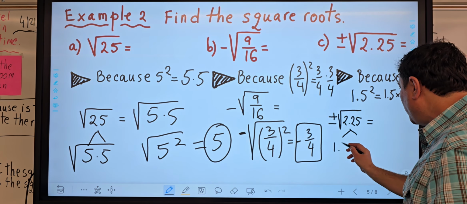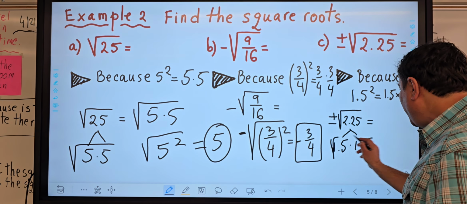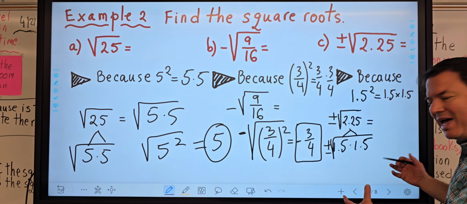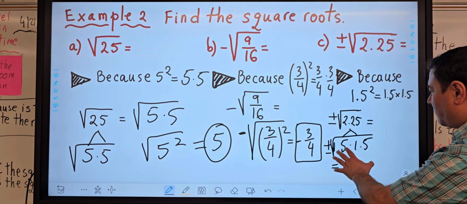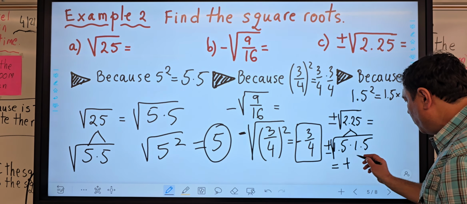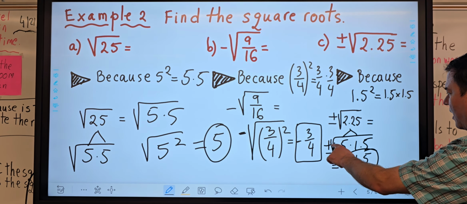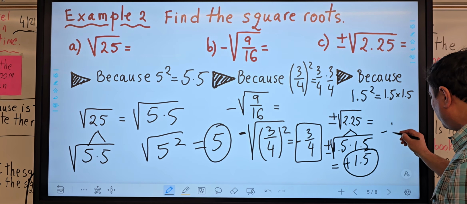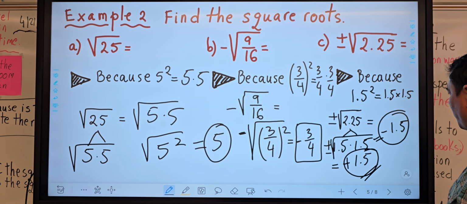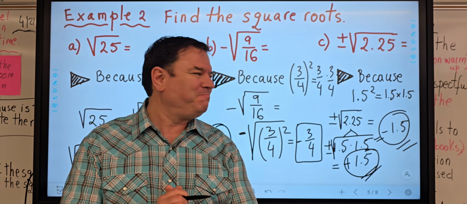So remember here we have 1.5 times 1.5. But we have the positive and the negative outside of the square root. So our final answer is going to be, first of all, taking the positive sign, so positive 1.5, that's one answer. And then the other answer would be negative 1.5. So in this case, we have two options, positive 1.5 and negative 1.5. Please keep that in mind.